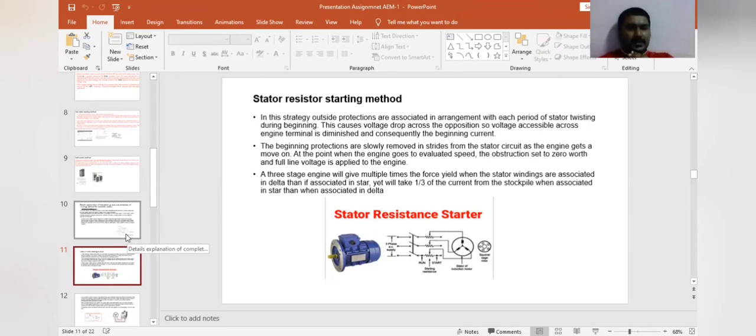When the motor reaches average speed, the resistance is set to zero value and full line voltage is applied to the motor. A three-phase motor will give multiple times the torque output when the stator windings are connected in delta than if connected in star, but it will draw 3 times the current from the supply when connected in delta than the star connection.